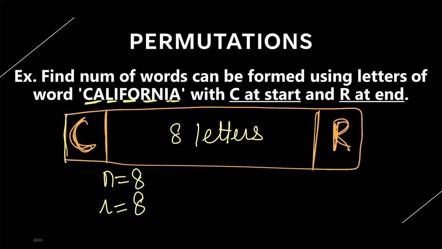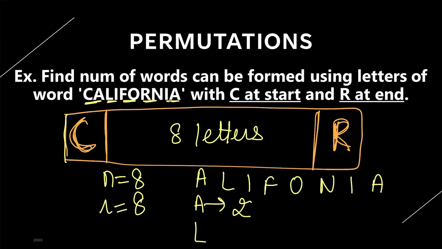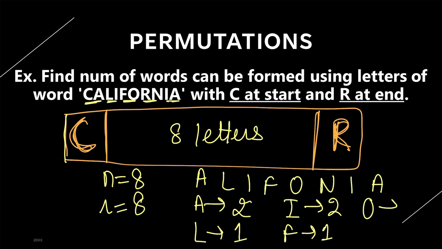Now, C and R are gone. So I am left with A, L, I, F, O, N, I, A. I hope this is clear. Now, how many A's do I have? A I have is 2. How many L? L is 1. I is 2. F is 1. O is 1. And N is 1. I hope this is clear.